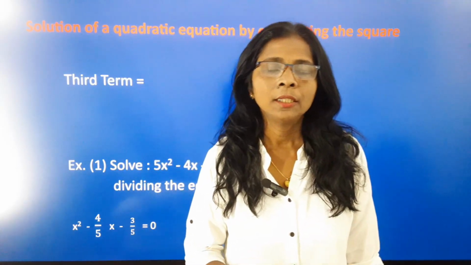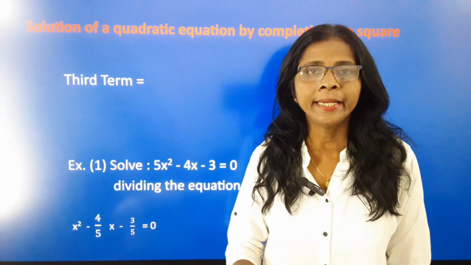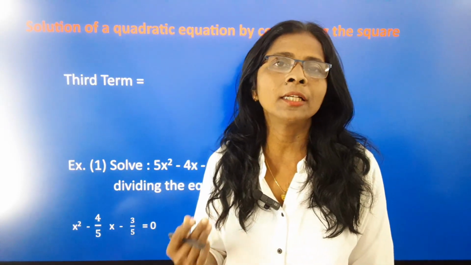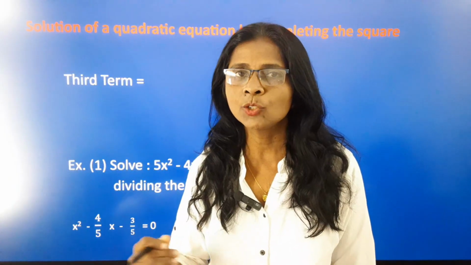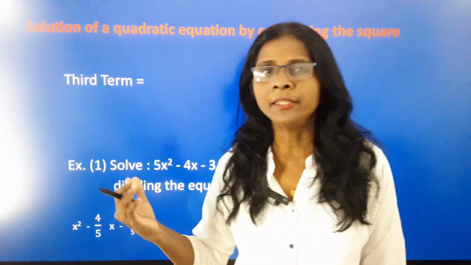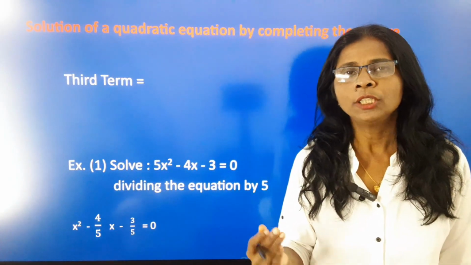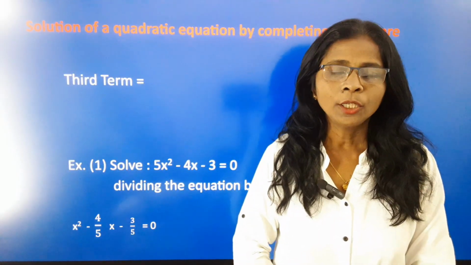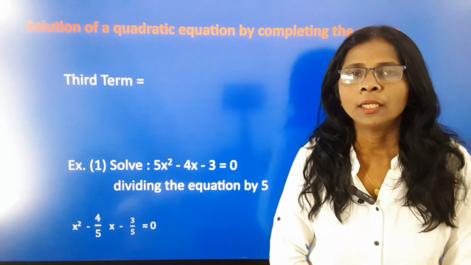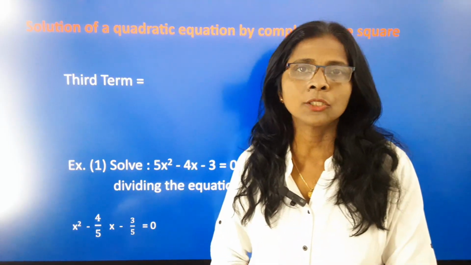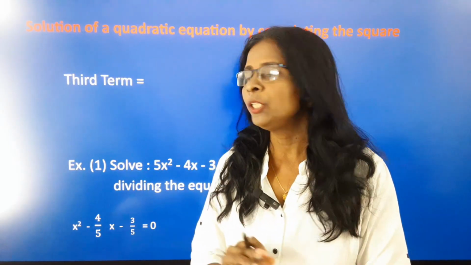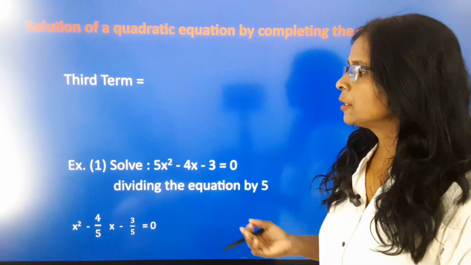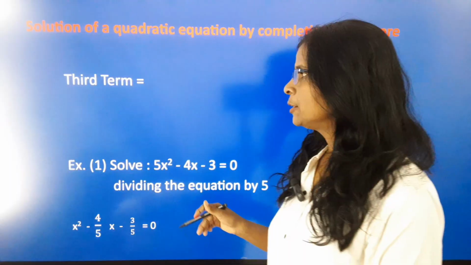Now let us study the next method for solving the quadratic equation, and that method is known as the completing square method. How can we solve such a type of quadratic equation with the help of this method? There is one formula while solving with this method. We know very well about the third term, and how can we calculate the third term.